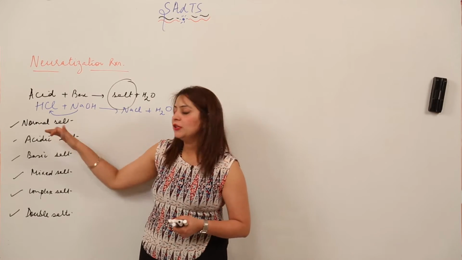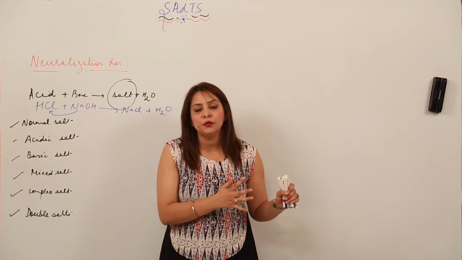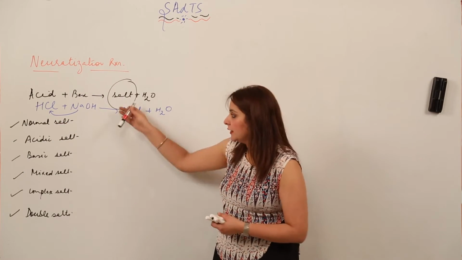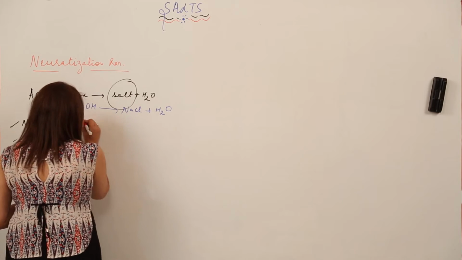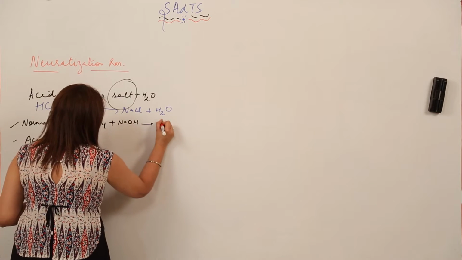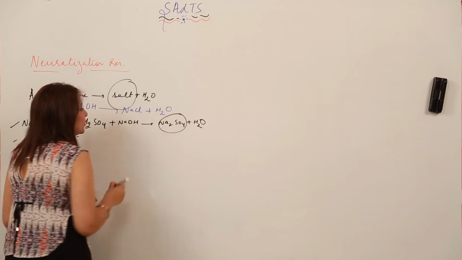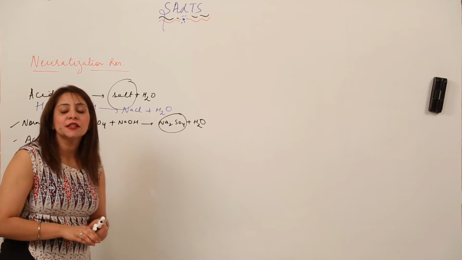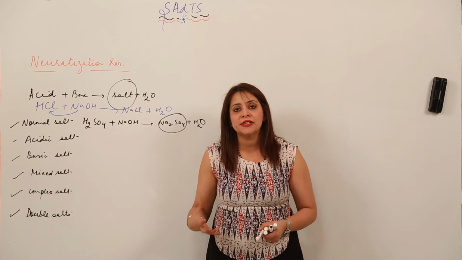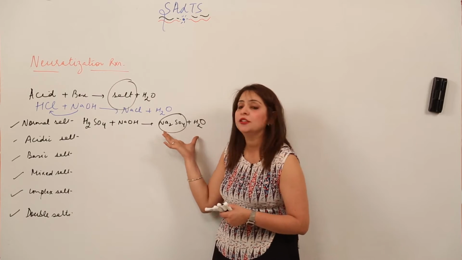Now what happens in the normal salt? Whenever all the H ions from the acid and all the OH ions from the base are replaced, we get the normal salt, as I have just stated here. Another example: H2SO4 plus NaOH gives Na2SO4 plus H2O. As you are unable to see any H or OH in it, it is a normal salt. There is a complete replacement of the H ions from the acid and the OH ions from the base, which is why you get the normal salt.